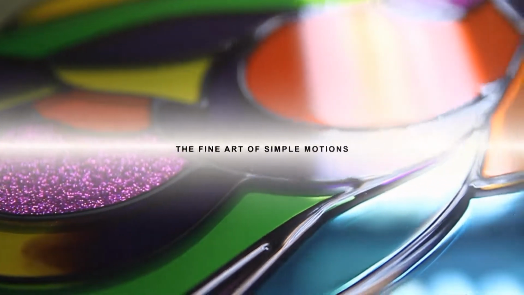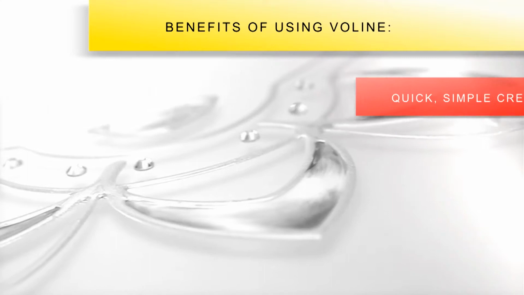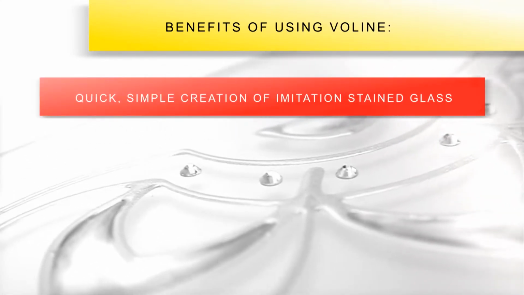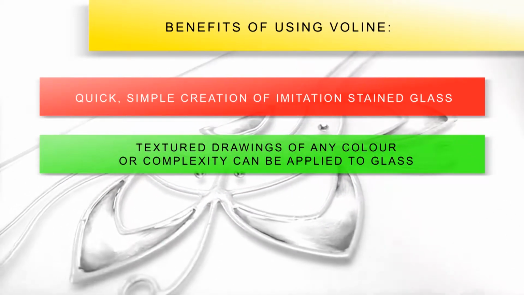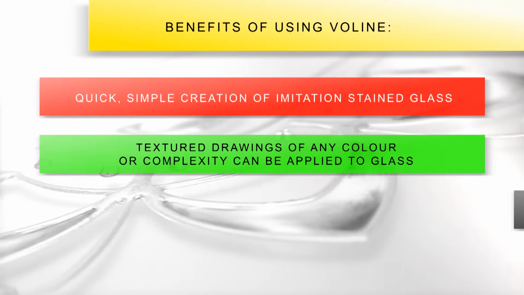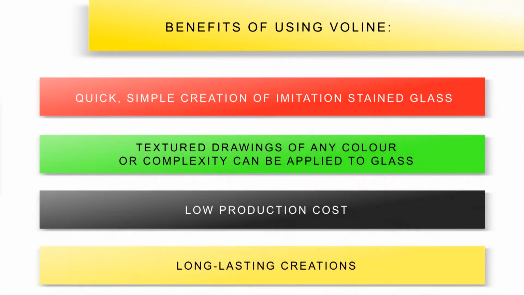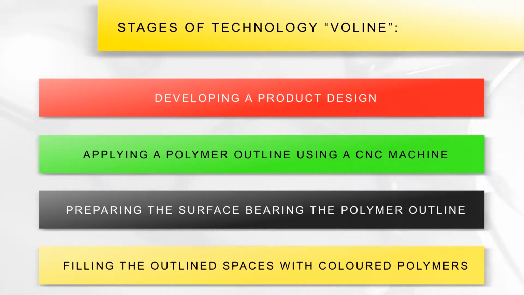Techno presents the fine art of simple motions, creating stained glass using Voline technology. Benefits of using Voline: quick, simple creation of imitation stained glass. Textured drawings of any color or complexity can be applied to glass. Low production cost. Long-lasting creations. In this film, we will demonstrate all stages of the Voline production process.